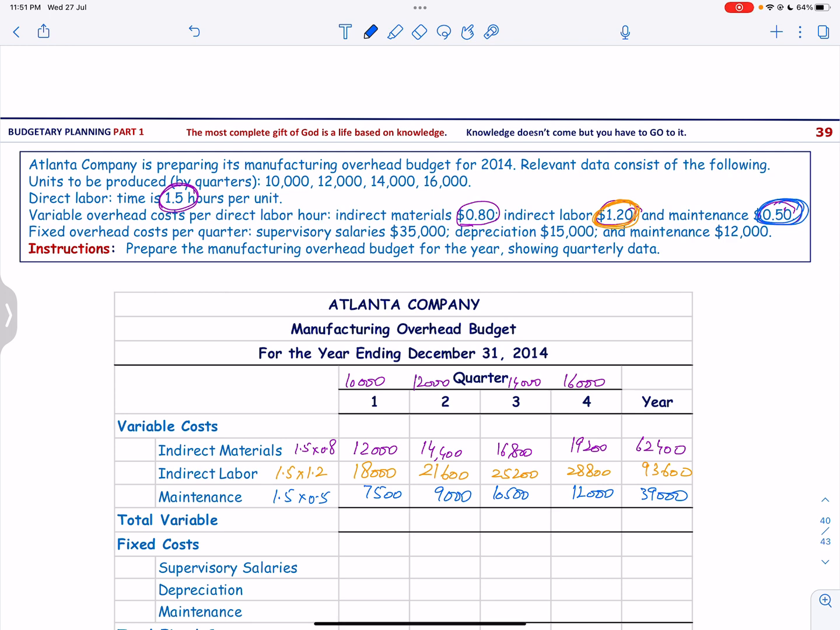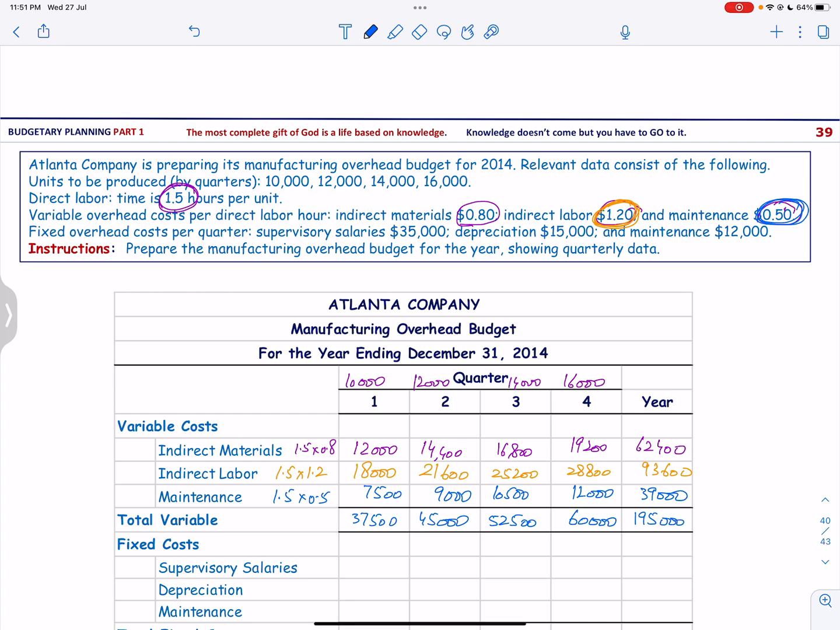So now we can sum up. The total variable cost for the first quarter will be 37,500. Second quarter will be 45,000. Third quarter will be 52,500, 60,000, and 195,000.